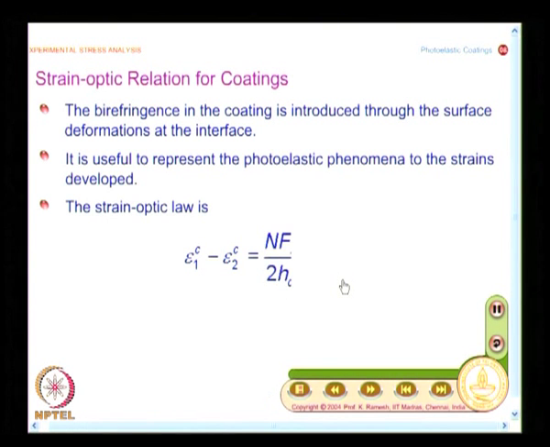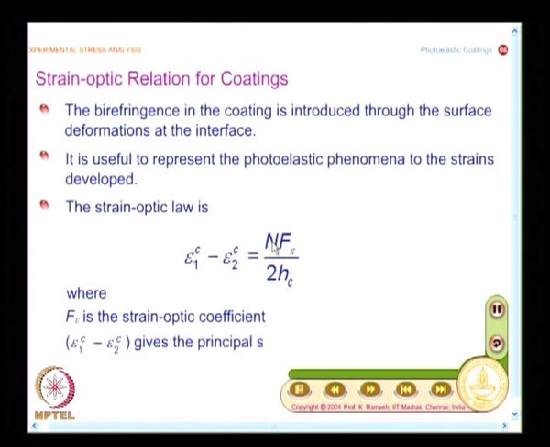We follow the same logic, and I write this epsilon 1 c minus epsilon 2 c as n f epsilon divided by 2 h c. The factor 2 comes because both the incident and reflected light contribute to the photoelastic effect. So, we call f epsilon the strain optic coefficient. And epsilon 1 c minus epsilon 2 c gives the principal strain difference in the coating.